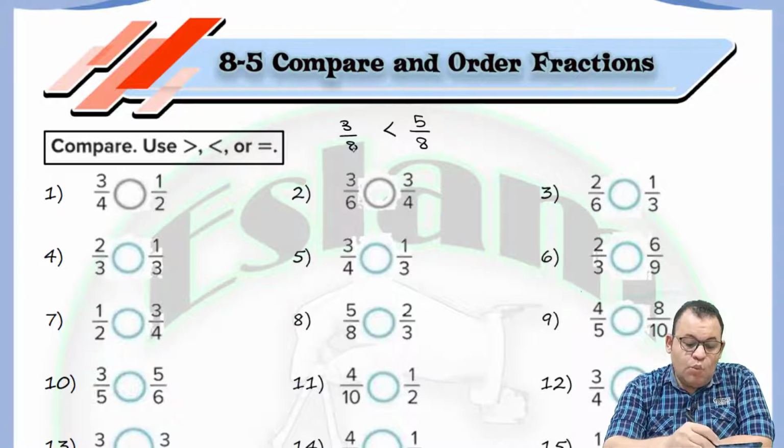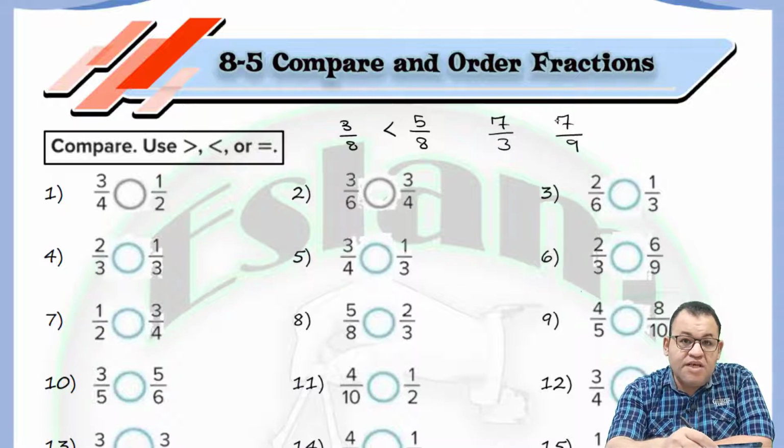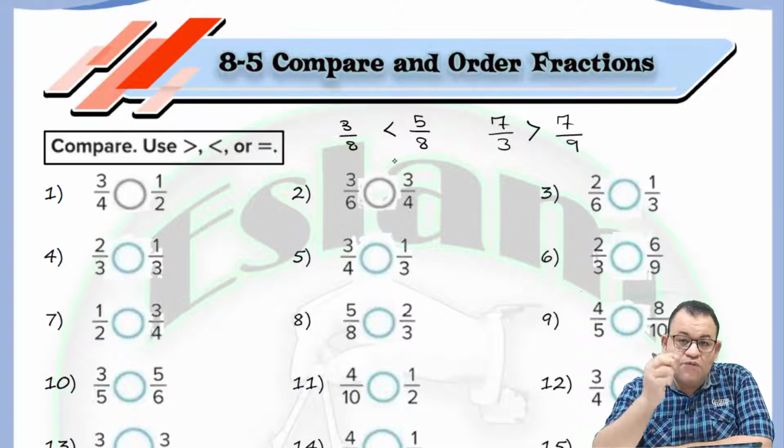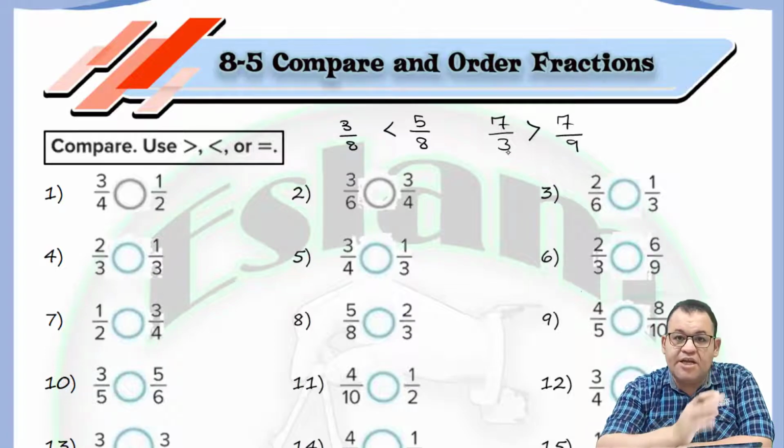Again, for this point, we have two fractions, whatever the fractions are. If the two fractions have the same denominator, the greatest numerator gives the greatest fraction. What if we have 7 over 3 and 7 over 9? If they have the same numerator, the smallest denominator gives the greatest fraction. So to compare them, you need to make both of them have the same denominator.